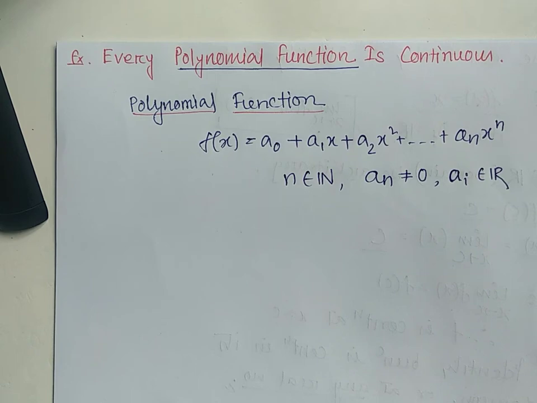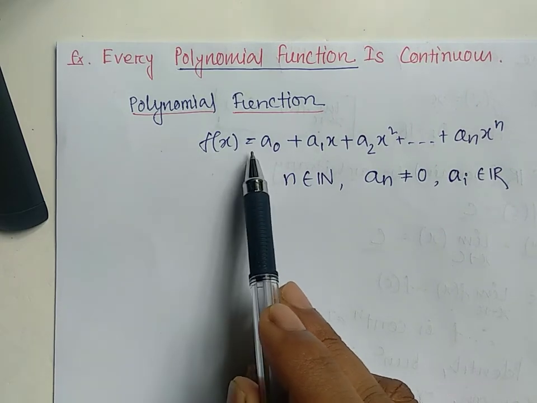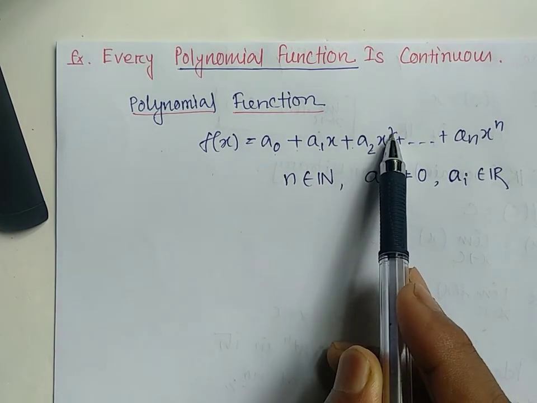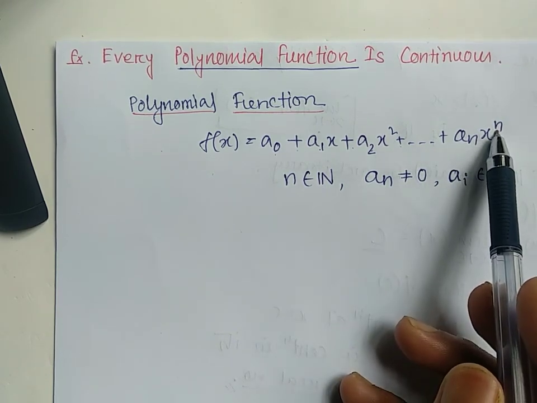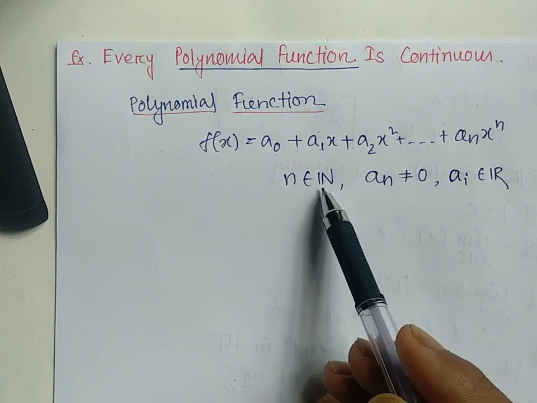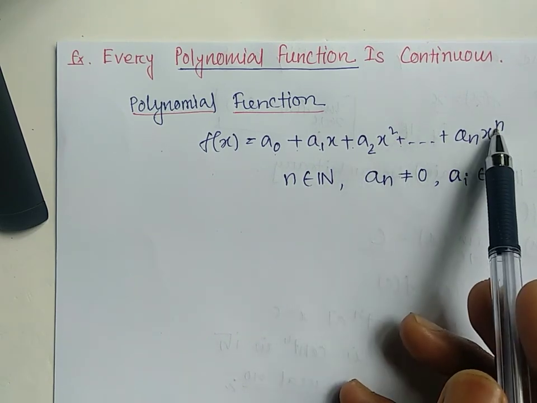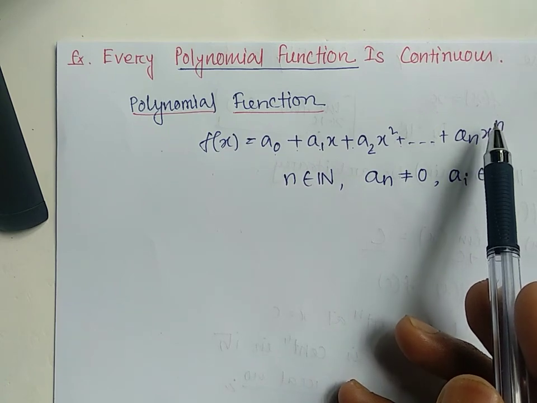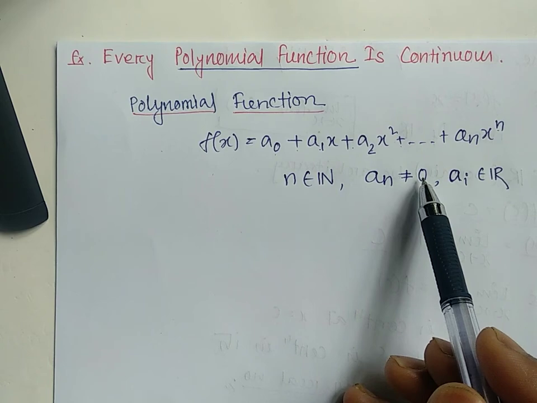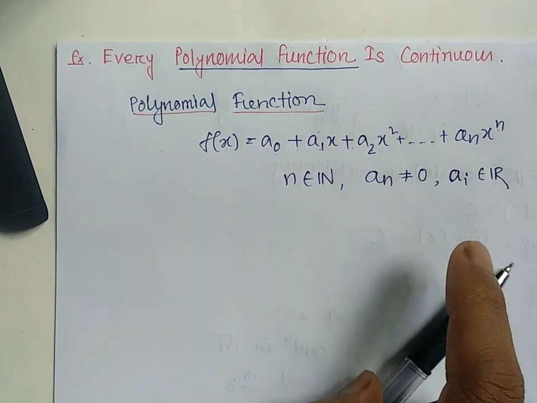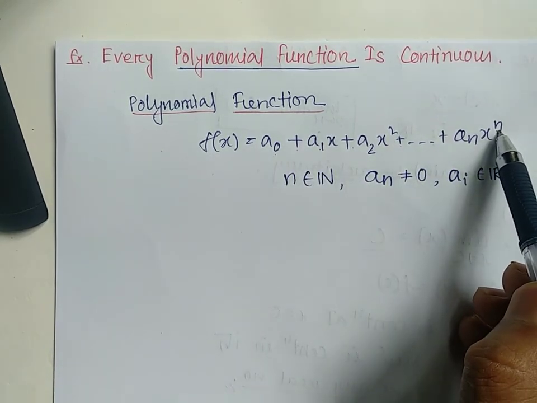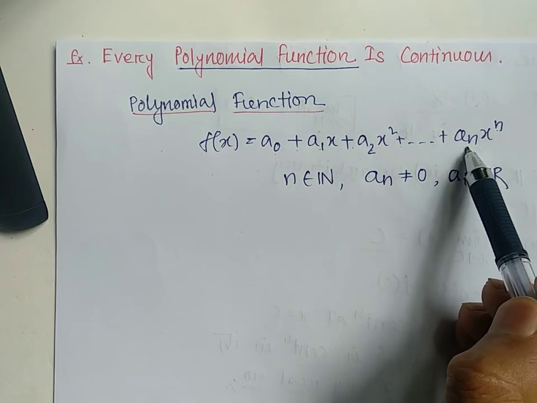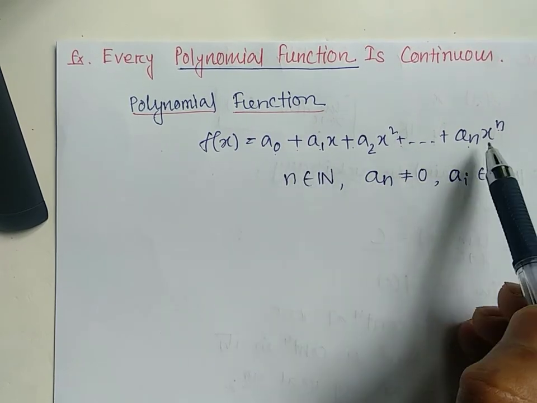Polynomial function means what? A function is said to be a polynomial function, which is of the form f(x) = a0 + a1x + a2x^2 + ... + an x^n. Remember, the n, that means the degree of the variable, should always be a natural number. And an is not equal to 0, that means if a polynomial function's highest degree is n, then the coefficient of that term should not be equal to 0. It is a polynomial of degree n.